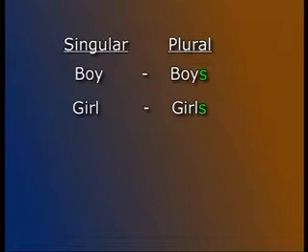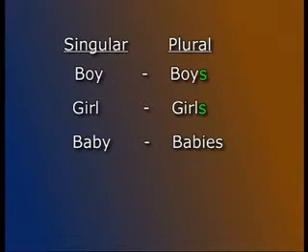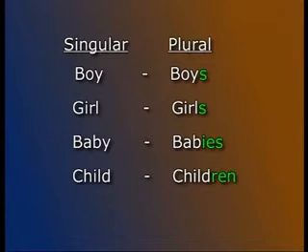Let's look at the word baby. The plural is babies. This is special because we write baby, B-A-B-Y, and babies, where we drop the Y and add I-E-S. Child becomes children. Child plus R-E-N becomes children.